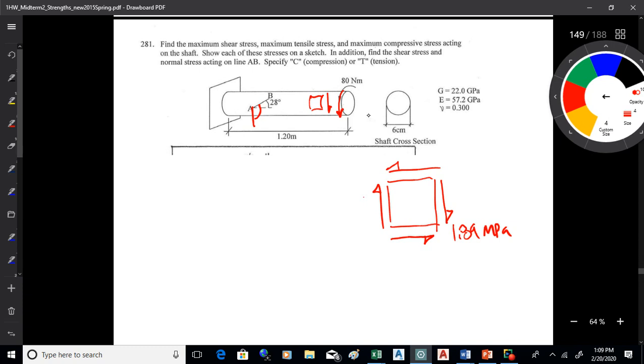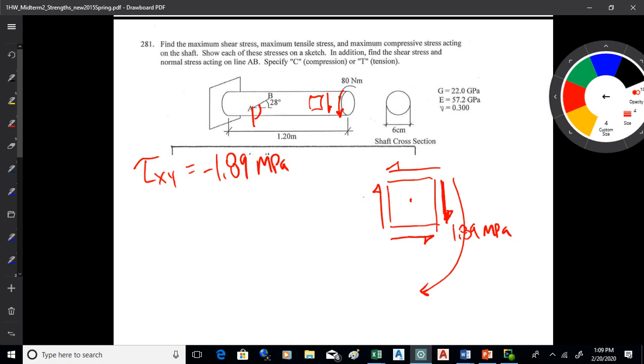So what that means is that tau xy is equal to negative 1.89 megapascals, because that shear is down on the reference plane. This shear would cause the element to rotate clockwise, so it's negative. So when you put that into any formulas, it goes in as negative 1.89, okay? Now so we good with that?